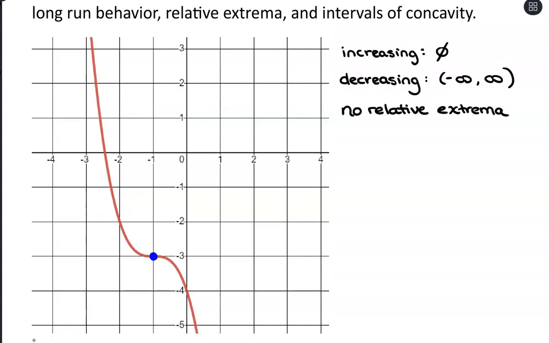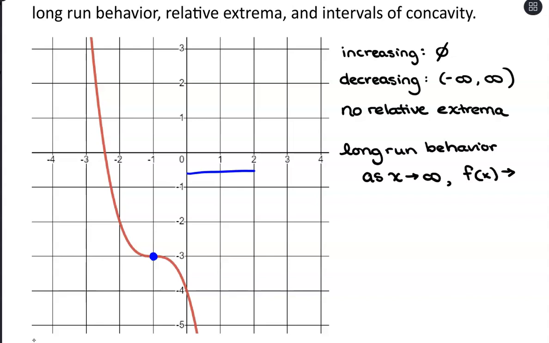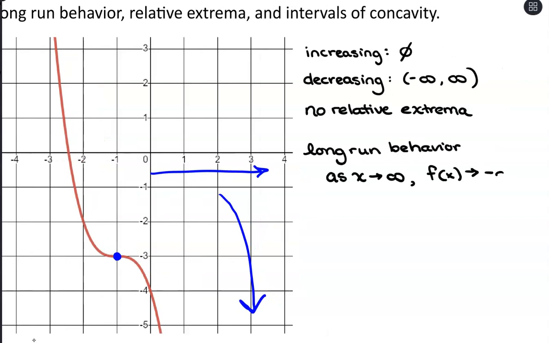Now, long run behavior. If we're asked to define long run behavior, I want to describe two things. I want to describe what f of x approaches as x goes to the right. So as x goes to positive infinity, f of x is approaching... As I'm going off to the right, my graph is going down, which means we'd be approaching negative infinity in the long run on the right-hand side.